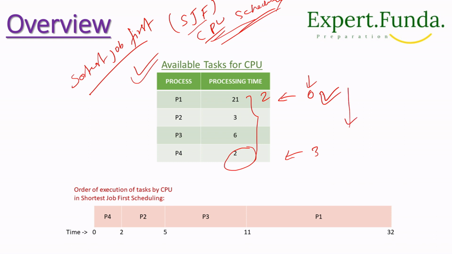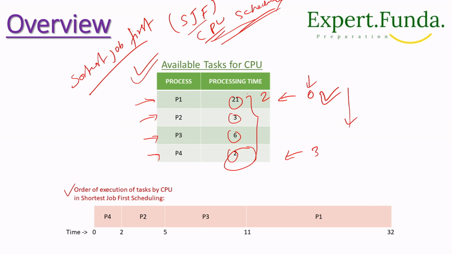Once the CPU starts to execute a task, it will process the entire task without stopping, which means it is non-preemptive. You can see here we have the available tasks for the CPU: process 1, process 2, process 3, process 4, and these are their processing times. So if we talk about the order of execution by the CPU under shortest job first scheduling, what will we do?